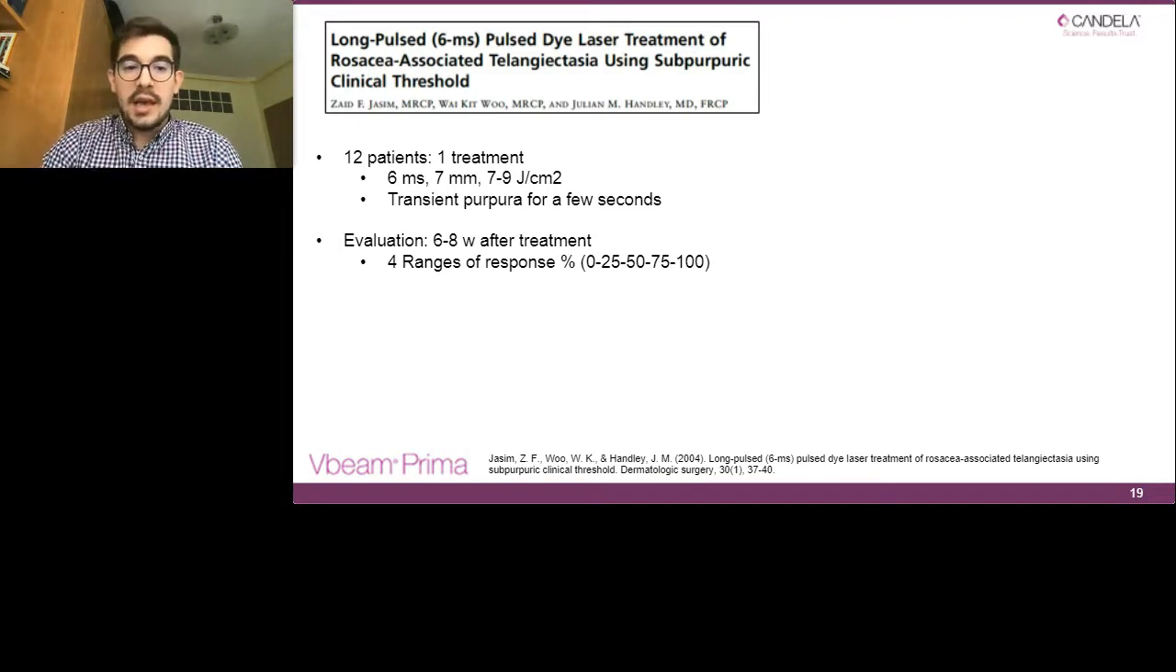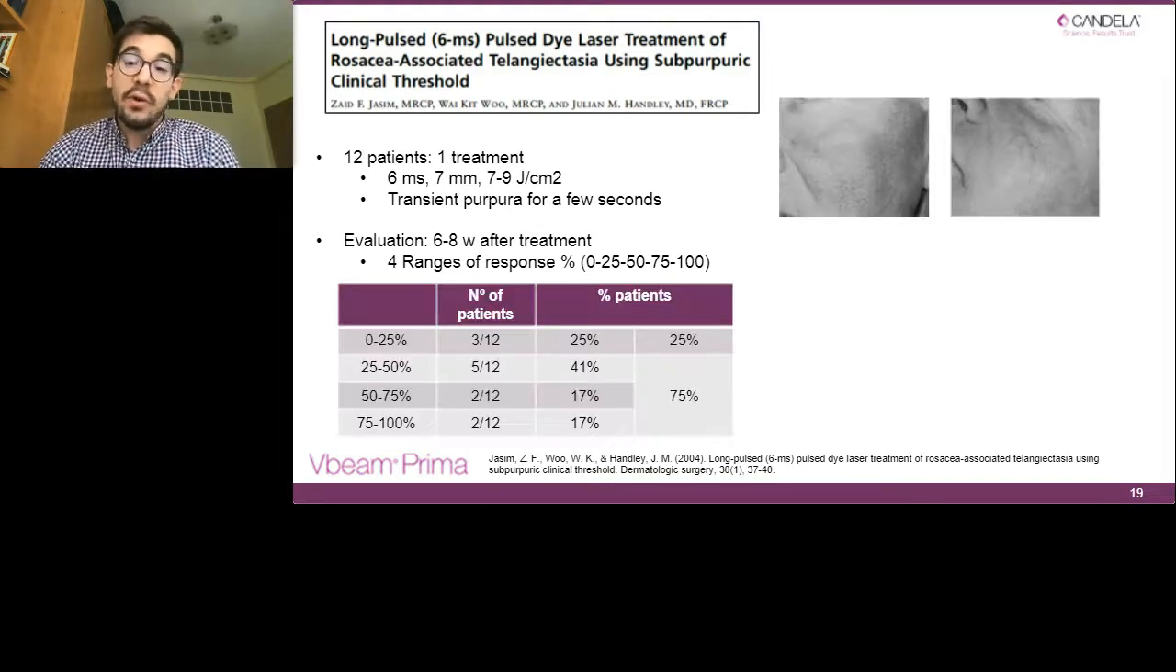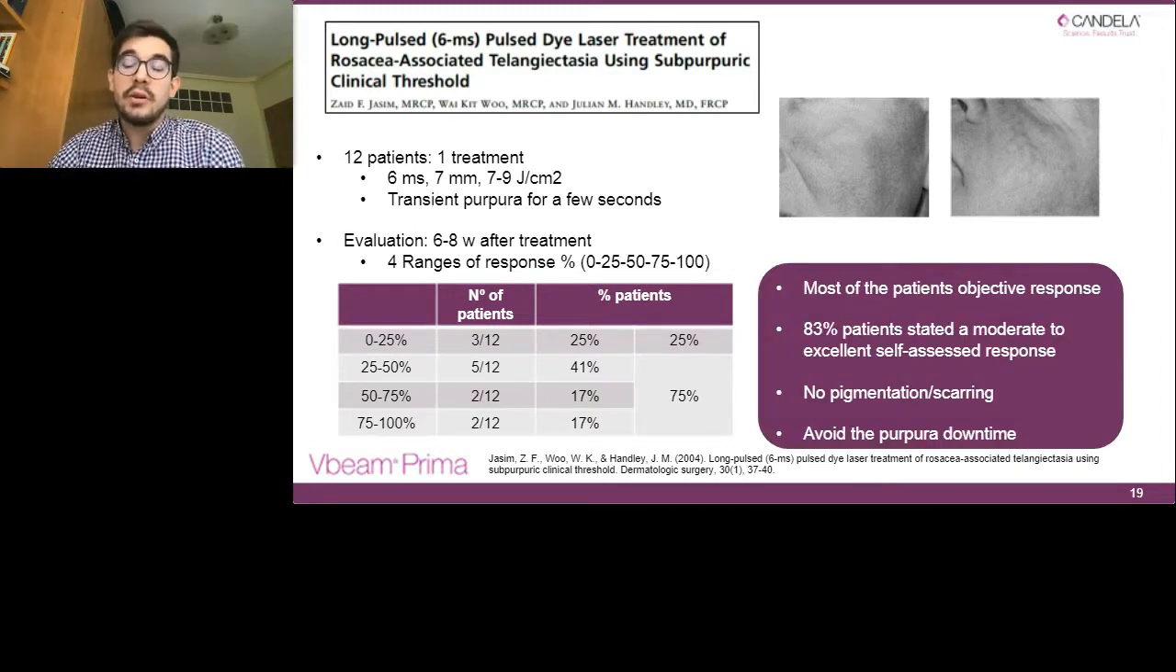And when using this subpurpuric setting, but very close to a purpura, they see that 3/4 of the patients improve over 25% of the telangiectasia of the face. So even though purpura has been shown to be better than subpurpuric settings for treating just telangiectasia, when you use parameters that are very close to the purpura, causing a transient purpura but not a lasting purpura, the response may be as good as when using definitive purpura. In this article in particular, 83% of the patients stated a moderate to excellent self-assessed response without any side effects, and they avoid the purpura downtime.